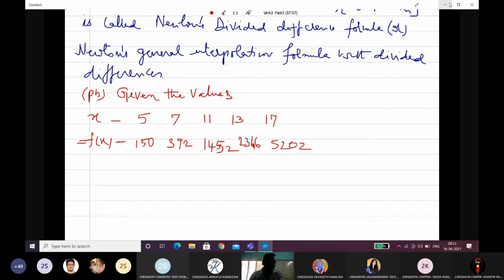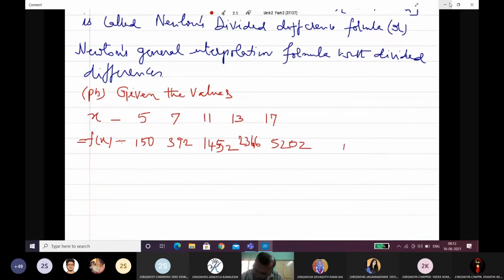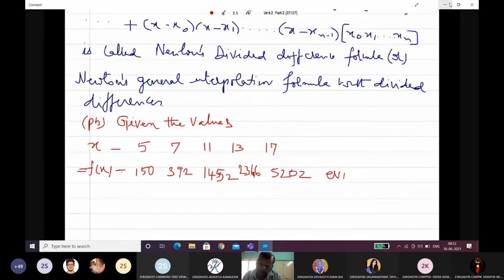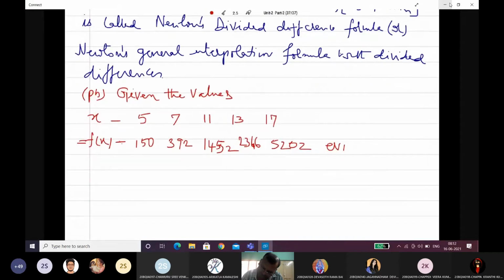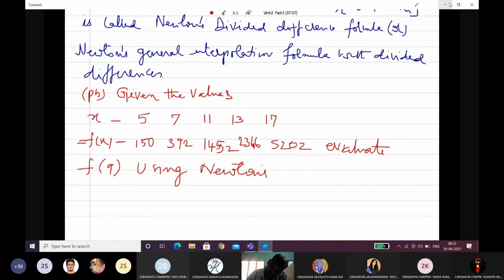So this is the problem. Now, a continuation of the problem: evaluate f of 9 using Newton's divided difference formula. Right? This is very easy.